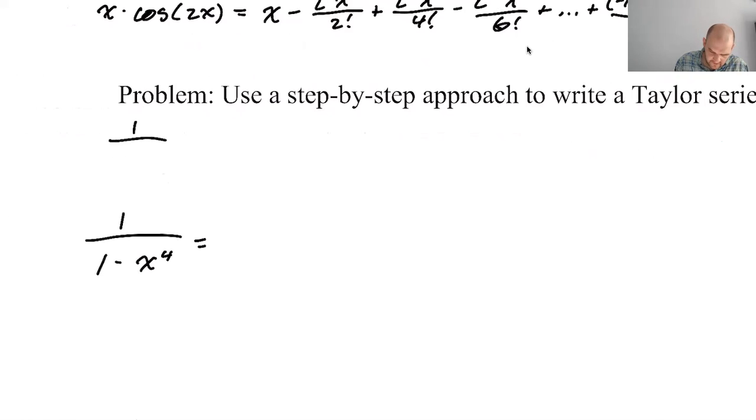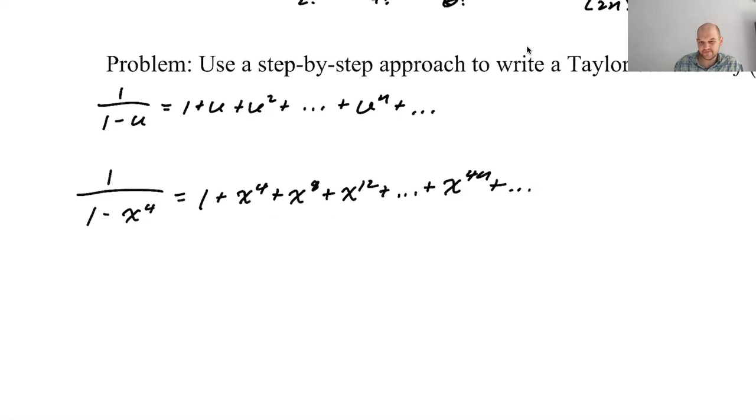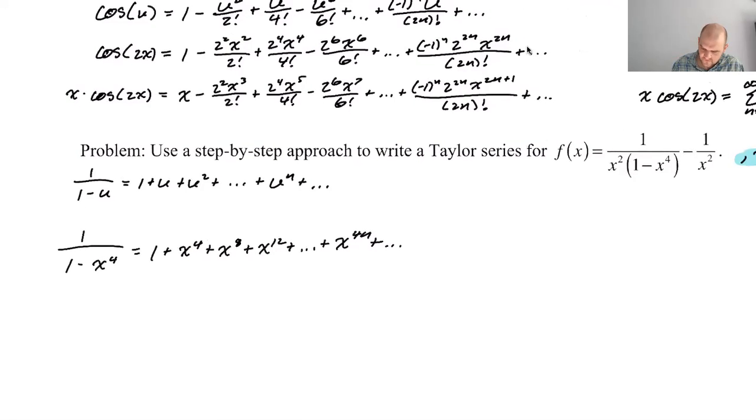1 over 1 minus u is going to be 1 plus u plus u squared plus dot dot dot plus u to the n plus dot dot dot. So 1 over 1 minus x to the fourth is going to be 1 plus x to the fourth plus x to the eighth plus x to the 12th plus dot dot dot plus x to the 4n, because a power to a power, you multiply the exponents. So we get this. Now, what are we supposed to do to this? This is one of the neat things with series. I'm supposed to multiply this by 1 over x squared. There's actually two things I could do.